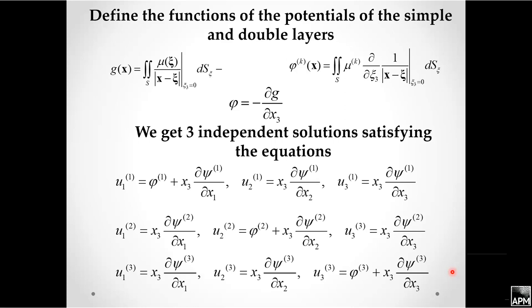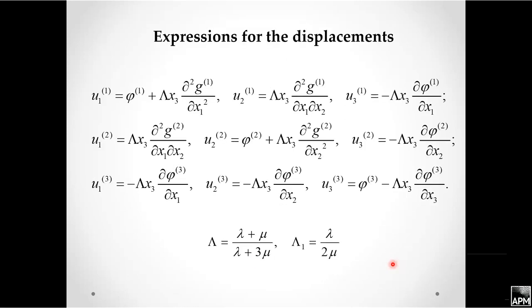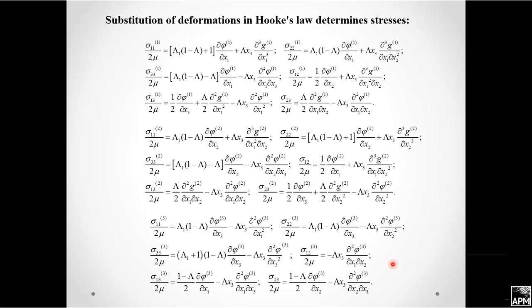In our problem, the interception of displacement field takes place. And so we choose phi as a function of the double layer potential. With the help of potentials of single and double layers, we get three independent solutions. In the first one, the first component of the displacement vector is broken. In the second one, the second. In the third, the third component. We choose the solutions based on the boundary conditions. And now, knowing the displacements, we can find deformations, and knowing the deformations and using Hooke's law, we can find stresses.